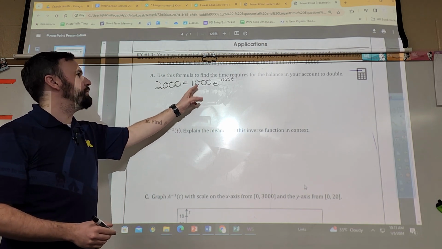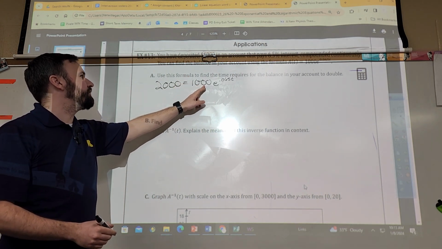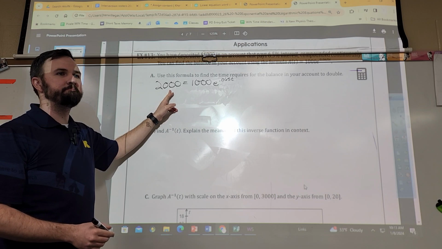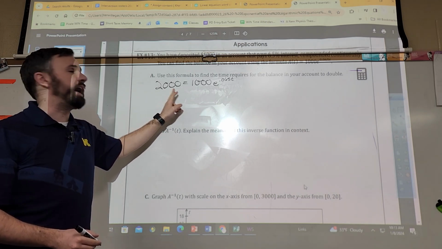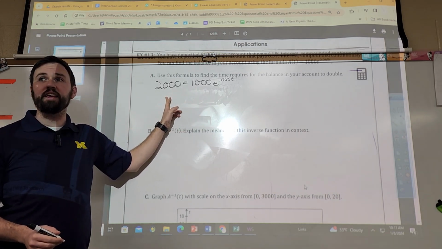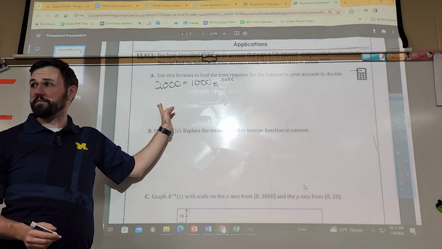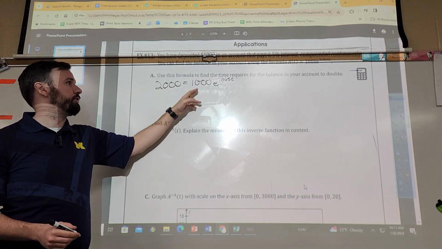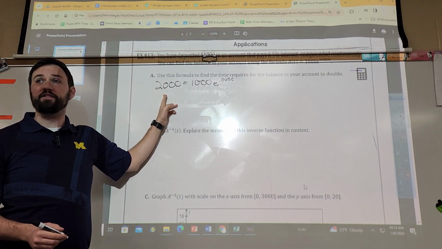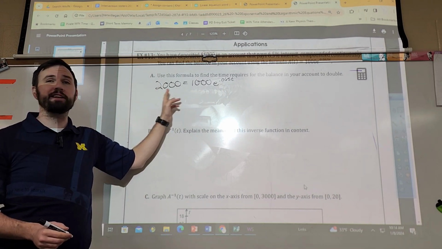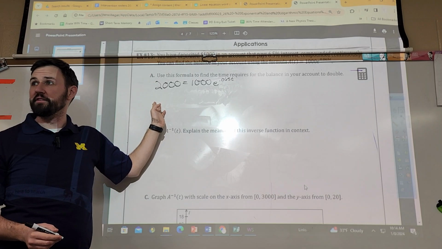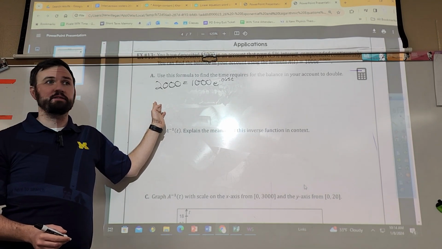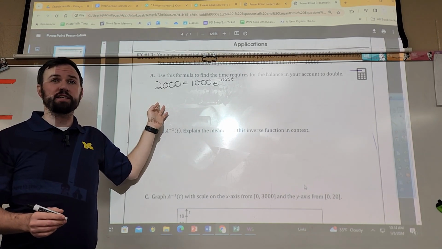Anytime you have a doubling problem, could I just put 1 here and 2 over here? Yeah. Because the time it'll take $1 to double is the same amount of time it'll take $1,000 to double. Does that make sense? So if you ever see a doubling problem, you can always do 1 and 2. If you ever see a halving problem, you can always plug in 1 and a half or 2 and 1. Does that make sense? It always works that way.